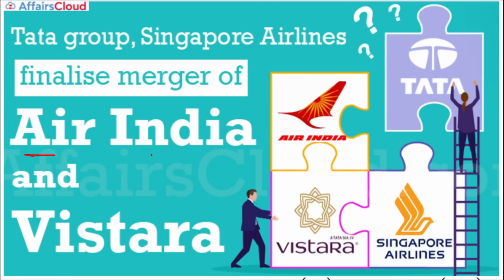Next we know Air India and Vistara. They will be merged by the end of the March month 2024. Remember this news, highly important. Tata Group and Singapore Airlines has finalized the merger of Air India and Vistara.